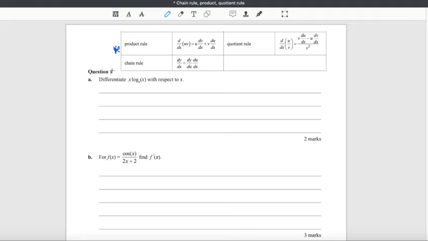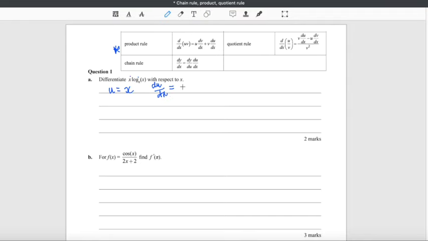So question 1 here asks us to differentiate x times log e x with respect to x. So the first thing I notice is that we have two functions multiplied together, first function being x and the second function being log e of x. So the first thing I'm going to do is write those down. So the first one we're going to call u. The first function is x, and then we need to find the derivative of u with respect to x.